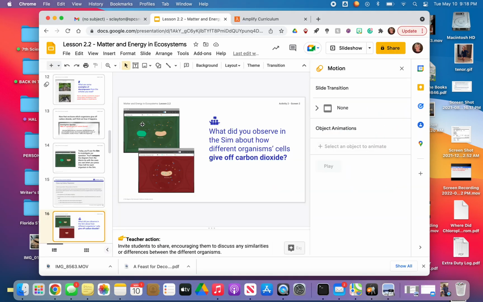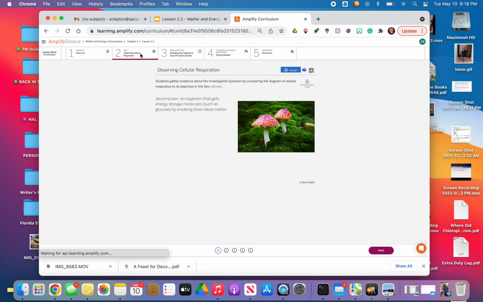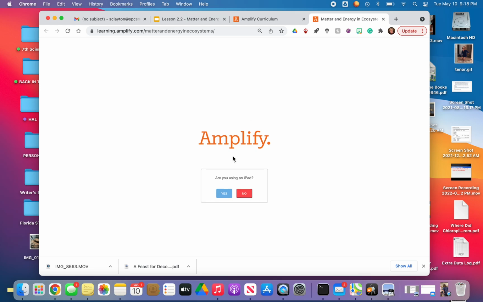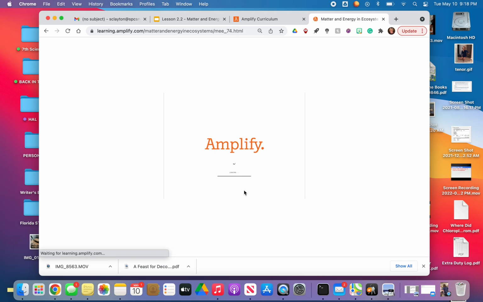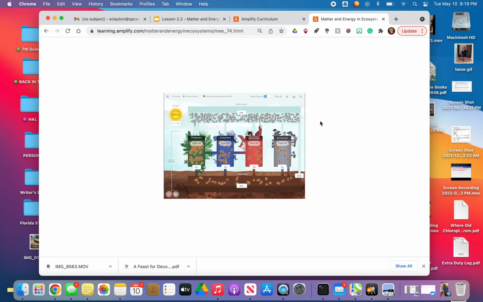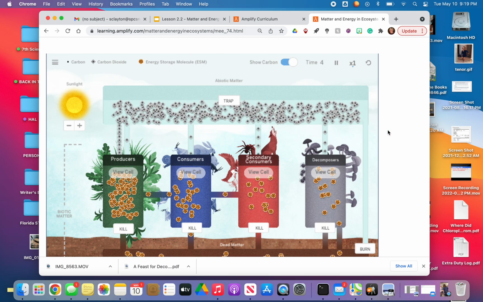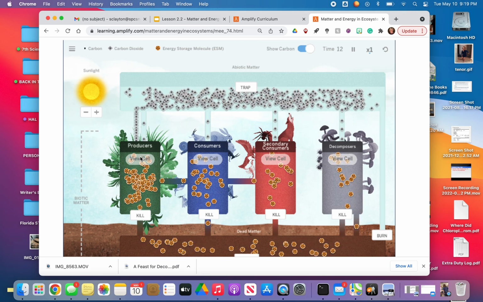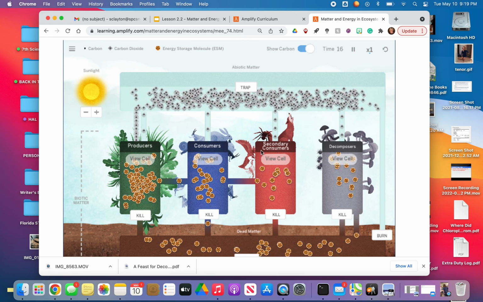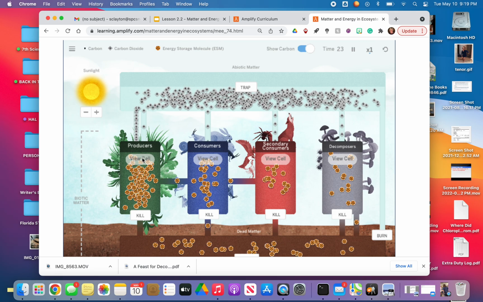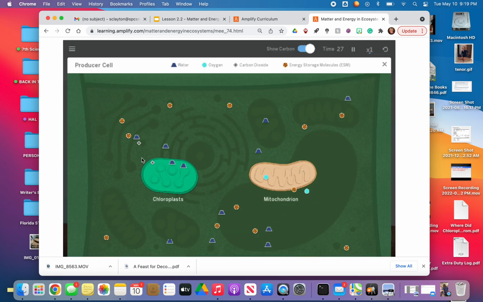All right, so let's do that really quickly. You're going to go to your sim on your homepage, and I'm going to click my link right here. So let's go ahead and open up our sim. Once you're in, push play so we can see it moving. I'm going to zoom in here so you can get a better look. Now, I'm not going to do everything for you, but remember, we identified that cellular respiration takes place in producers, consumers, both of those, and decomposers. So go into the view cell of all 4 of these organisms to see what's going on in the mitochondria. I'll show you what it looks like in the producer.